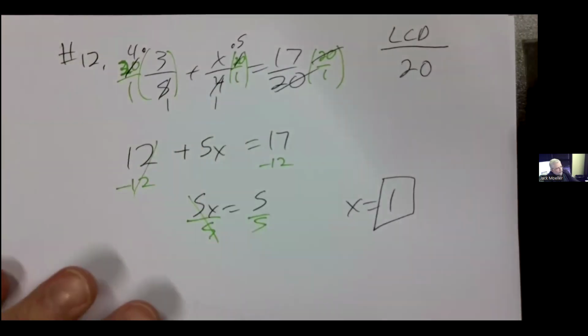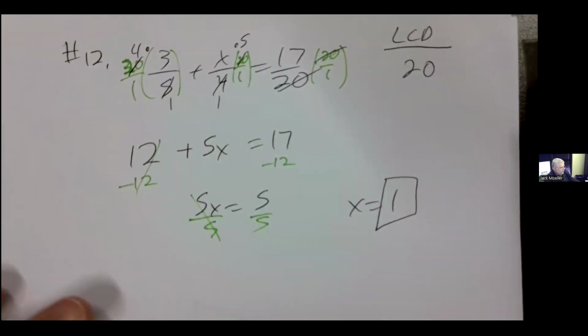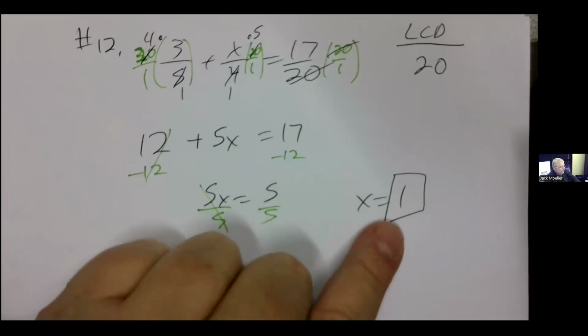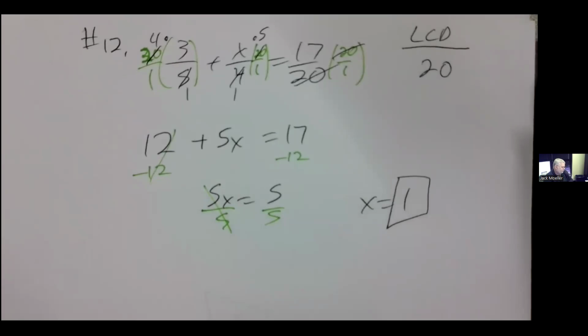This answer could have been a fraction. In this case, it's a whole number, it's somewhat random. Just remember that if you do get a fraction at the end, make sure it is simplified. Solve this. All right, so that is equations with fractions.